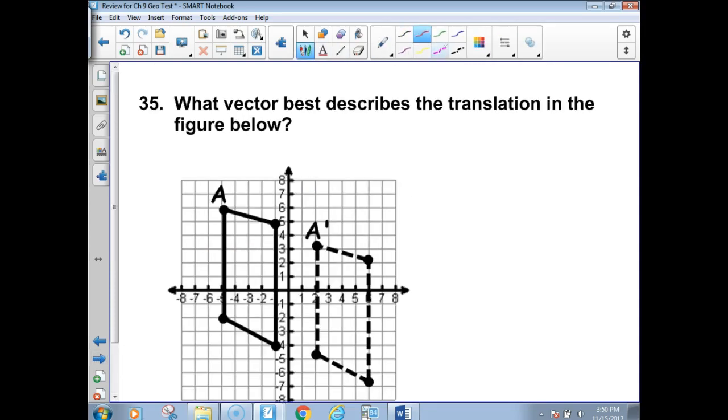35 is asking us what the vector is. So you want to look at the new figure and find out how you went from the old figure to the new figure. It says what translation, so that's going to be a vector, which will be in this notation. All you have to do is count. How did you move to get there? To go from A to A prime, you'd have to go over how many? 1, 2, 3, 4, 5, 6, 7. And down 3. So right 7 is positive 7, and down 3 would be negative 3.